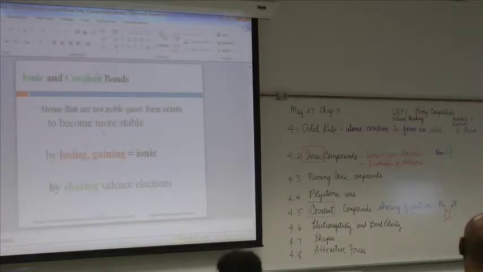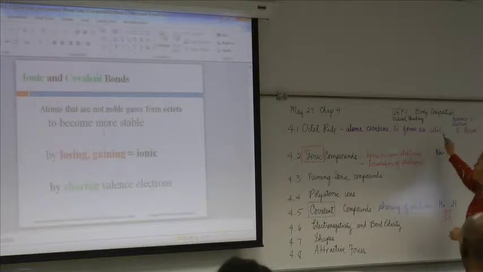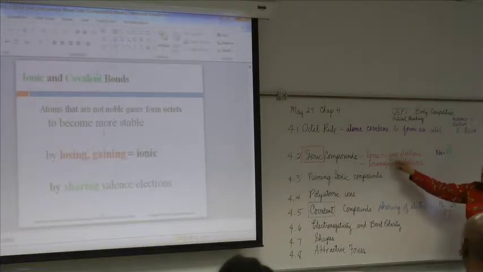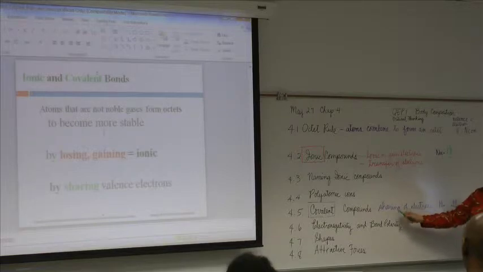So when we say valence electrons, we mean the electrons that are in the outermost shell. When you see neon, there are two electrons in the innermost shell, and then there are eight in the outermost shell. That's what we refer to as the octet rule. Atoms combine to form an octet. They can either lose or gain electrons, but they can also share electrons.